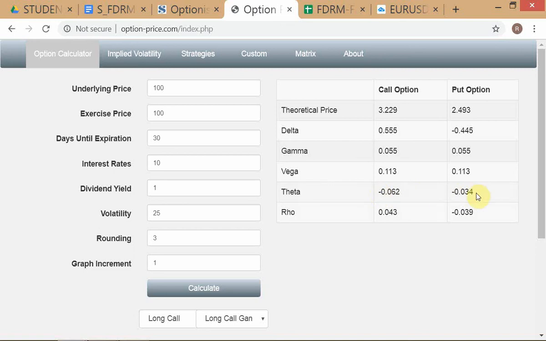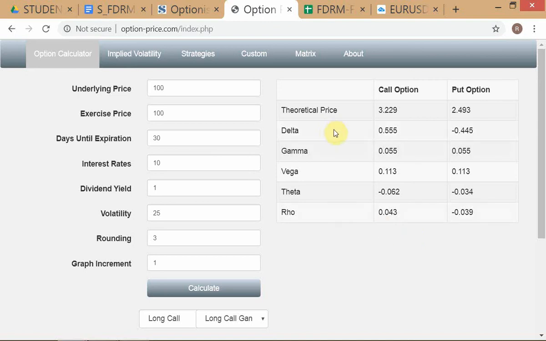If you have a long call position or a long put position, your position theta will be negative because every day you hold on to it, it will keep on losing value. All right. So you have to be aware of this concept that there are option sensitivities, and they measure the responsiveness of the model output to changes in the model inputs. As you tweak one of the model inputs, what happens to the model output? That's basically what they're trying to measure.